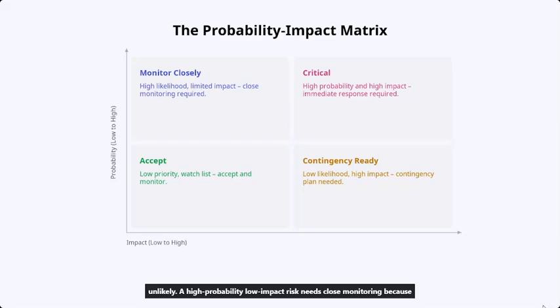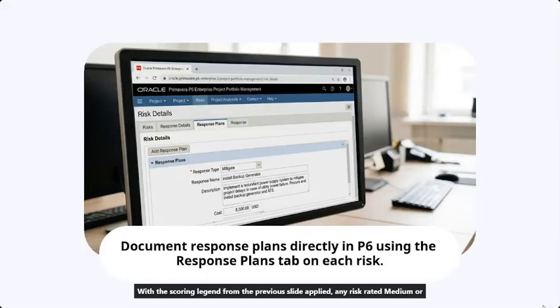With the scoring legend from the previous slide applied, any risk rated medium or higher must have a documented response plan. Go to the Response Plans tab on the risk, click Add. Choose your response type first, then write a clear description of what you'll do. P6 offers 4 response types for threats. Knowing each one is key before you pick. We'll break those down on the next slide.